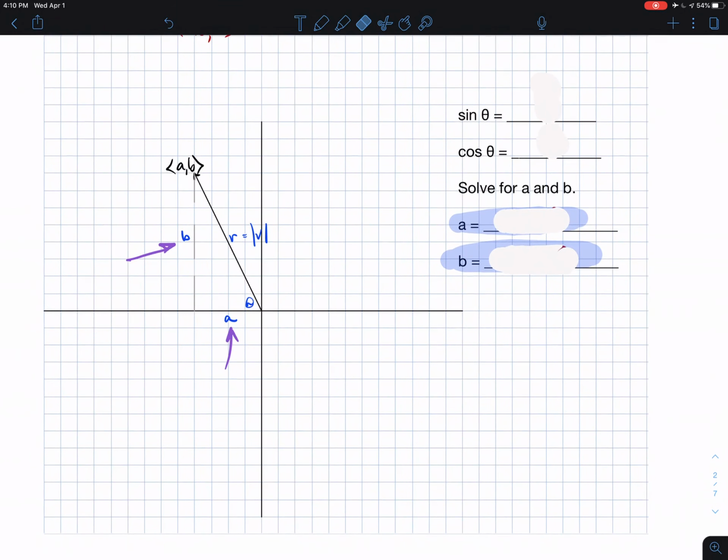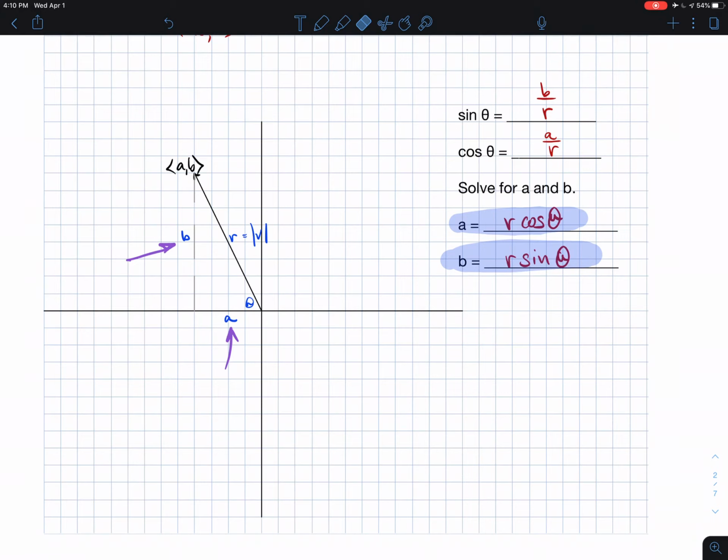All right, so if I'm looking at my picture, in order to find my sine value, that's going to be opposite over hypotenuse, so that'll be my b value over my r value. Cosine is adjacent over hypotenuse, so that's a over my r value. Well, if I told you to get the b piece alone and the a piece alone, you would simply multiply on both sides by r. So a is the same thing as r cosine theta, and b is the same thing as r sine theta.